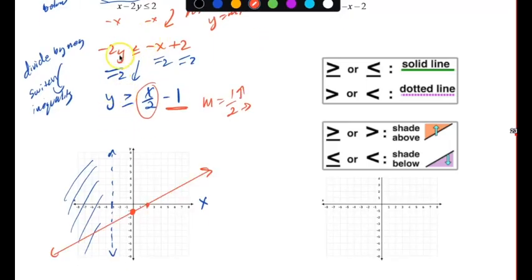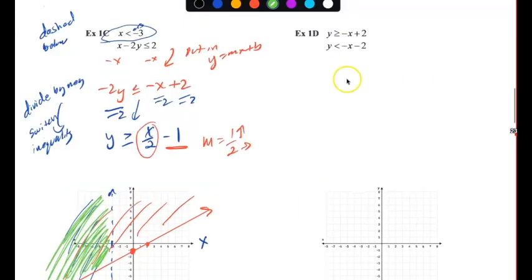And again, since we divided by a negative, we have to switch the inequality. We're going to actually shade above now. Kind of like this. Then you justify your answers. My answer is right here. That's where they both shade. Something to that effect.